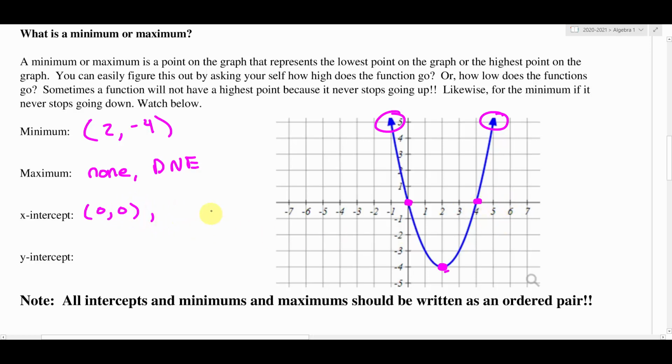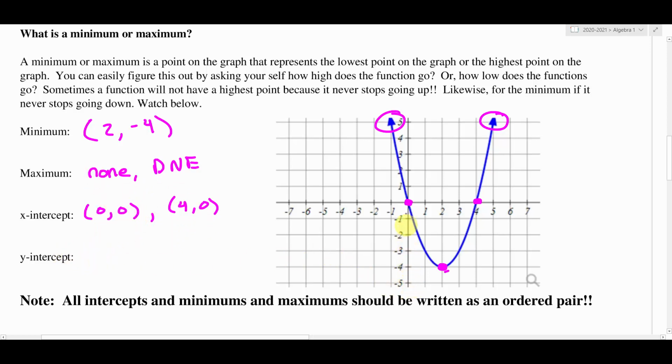The second point has a coordinate of (4, 0). And notice how I wrote that down: an ordered pair, another ordered pair, separated by a comma. This is how My Open Math is going to want you to enter that answer in. All right. The next thing they want is a y-intercept.